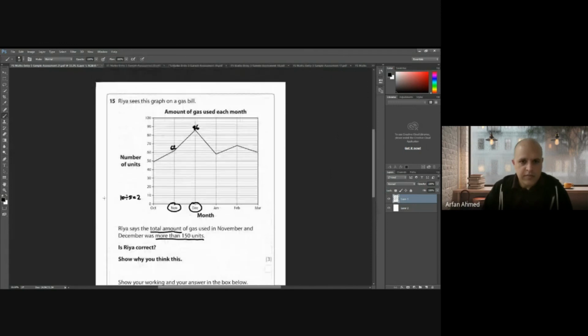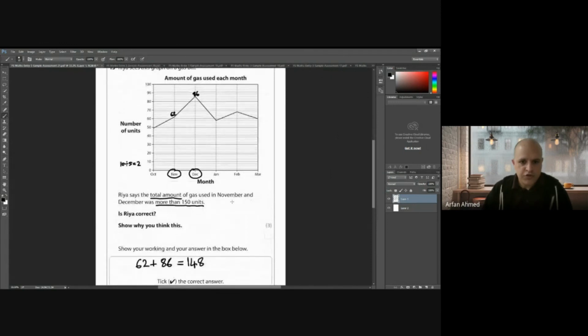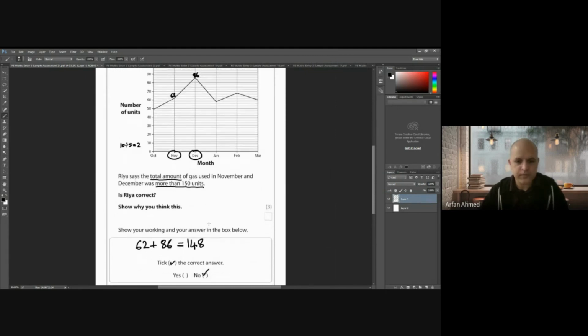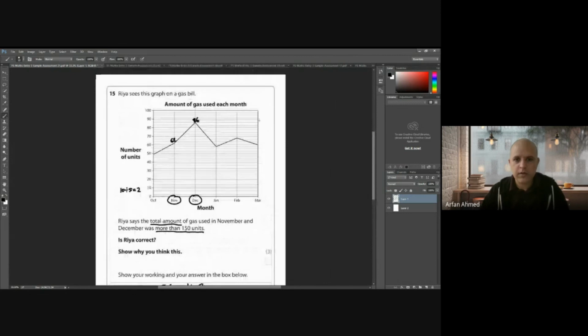Yep, just do it step by step. Just follow the instructions. You can't go wrong. It's only asking for November and December. And the total, you guys know what that means. Just work it out. Show your working out. Don't forget to show your working out. And tick the right one. You'll get the full marks. Let's move on. Question 16.